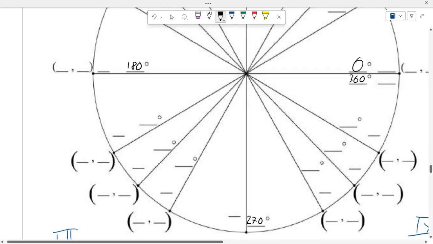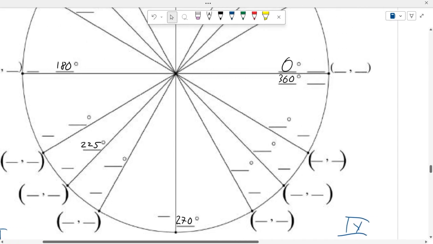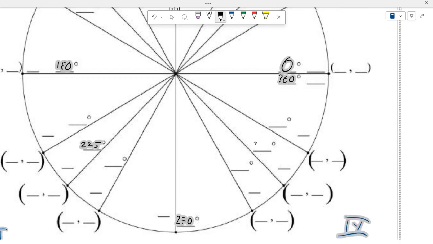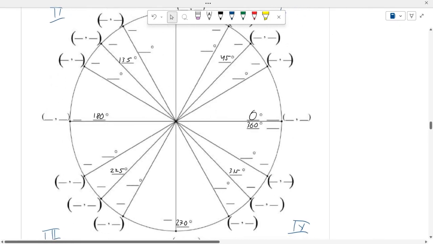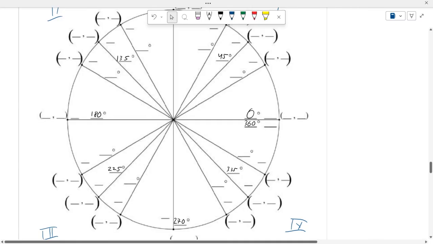In quadrant 3, again, the middle angle ends in a 5, and it's directly between 180 and 270. And if you don't know what that is, again, you can add them up and divide by 2, and what you'll get is 225. And then in quadrant 4, it's the angle that's directly between 270 and 360, or the average of 270 and 360, which is 315. Also, not coincidentally, notice that from 45, if you add 90, you get 135. If you add 90, you get 225, and if you add 90, you get 315.